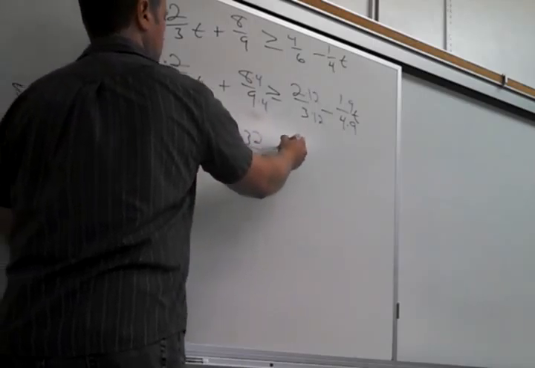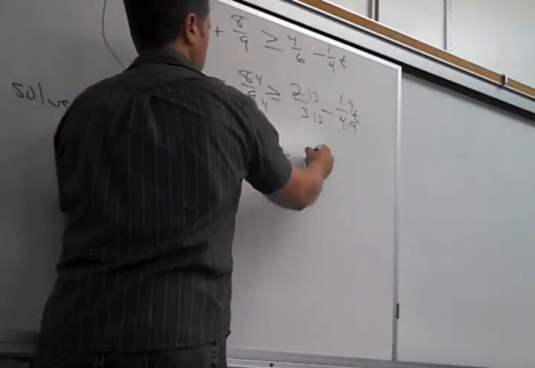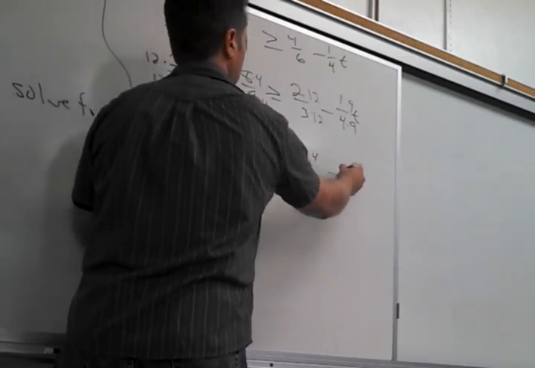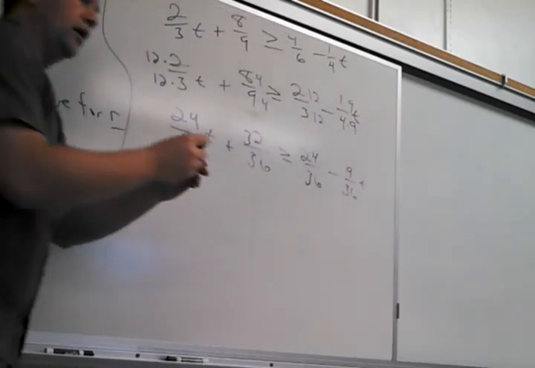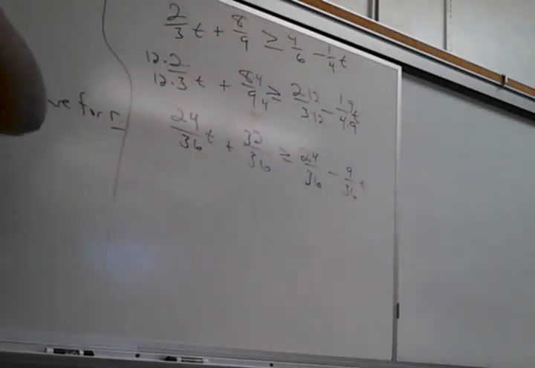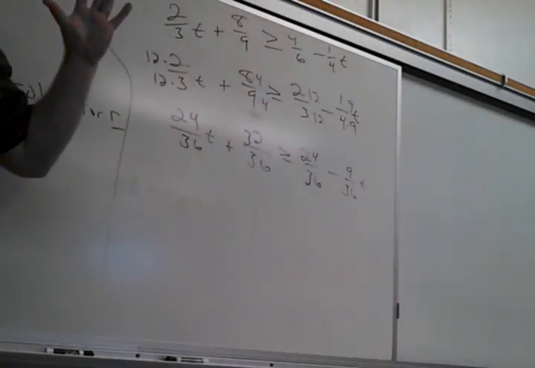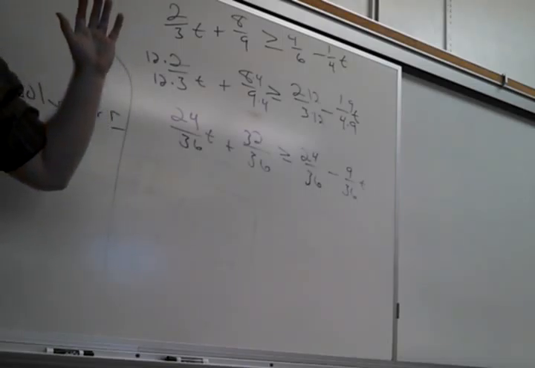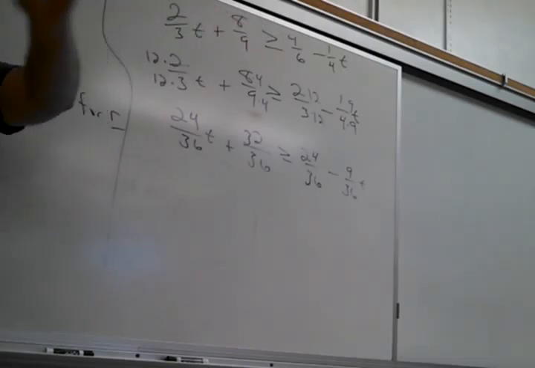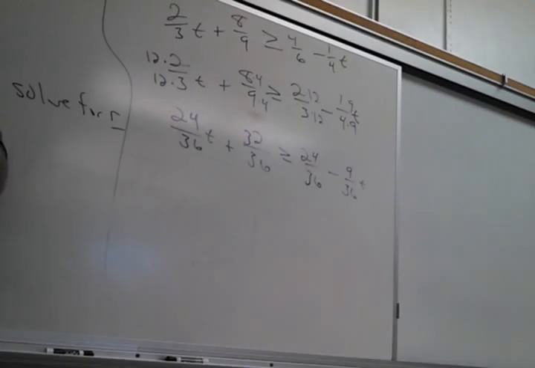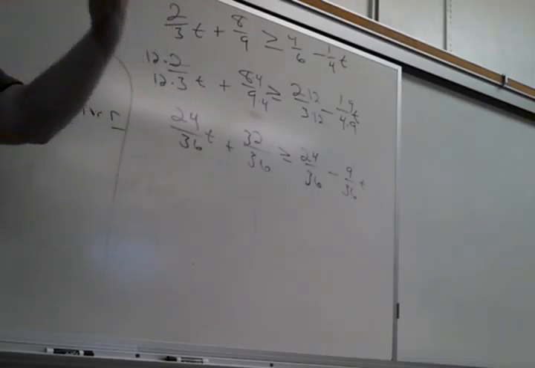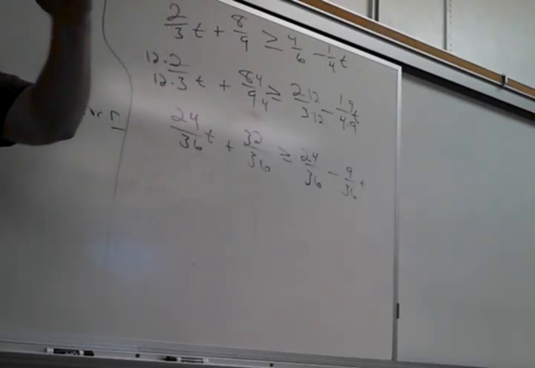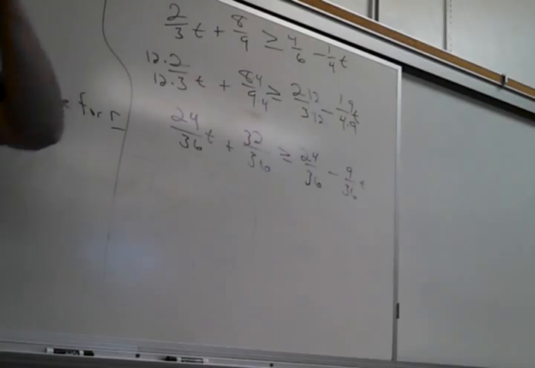32 over 36 is greater than or equal to 24 over 36 minus 9 over 36t. So now I've got everybody divided by 36, so I'm going to come in and do what to kill that? Multiply by 36. That's going to cancel out the division, right? You guys see that? This is a general process now. If you have an equation or an inequality with a bunch of fractions in there, make them all the same on the bottom because then you can kill all the bottoms. You can multiply by that.